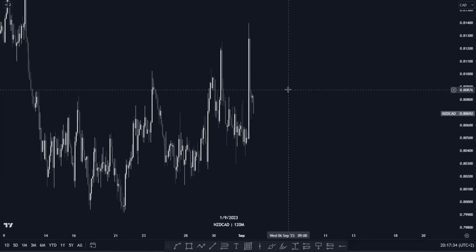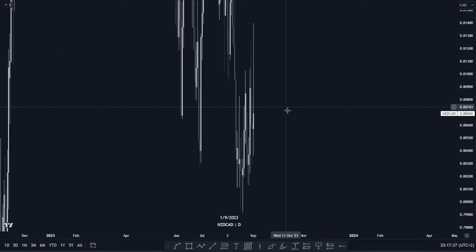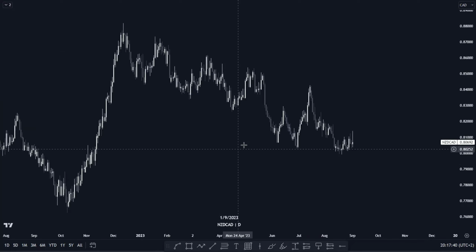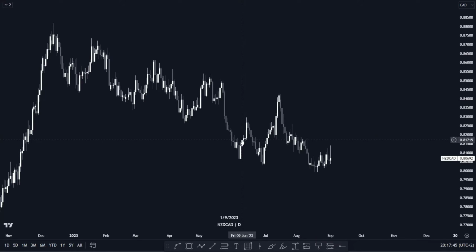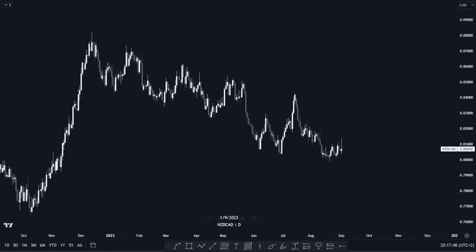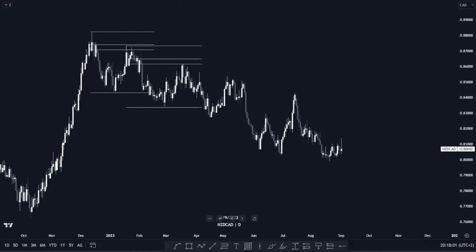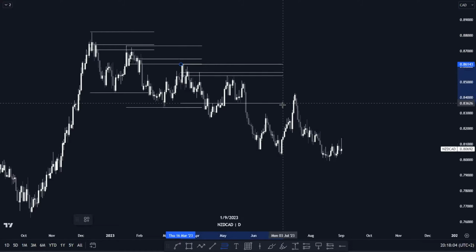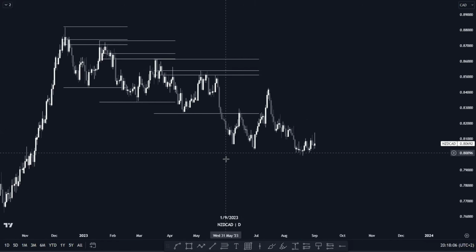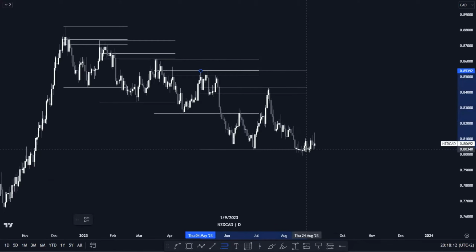So let's move on to our next instrument, which is NZD CAD. NZD CAD on the daily time frame has been on a beautiful bearish order flow, also a golden zone order flow, whereby price has been respecting our golden zone from this high here. Price has been respecting our golden zone from there, and also here price respected our golden zone.